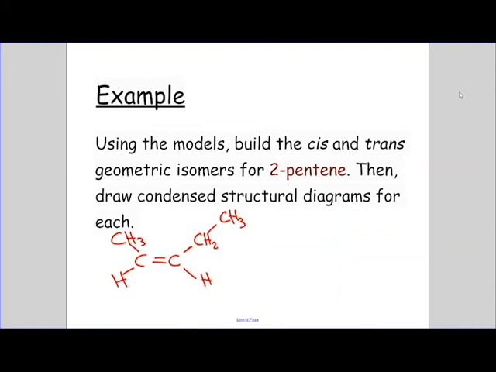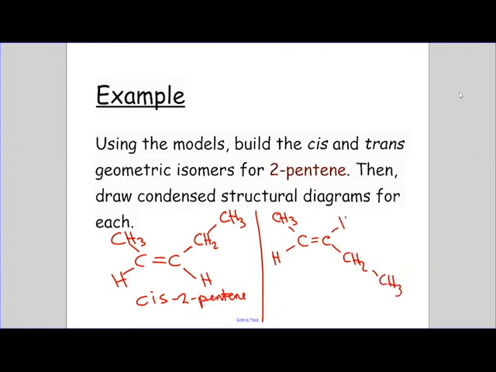And then in this case, they're on the same side. So same side, I have my cis configuration. So cis 2-pentene. And then over on my other side, I'm going to have my double bonded carbon. Where I had them in the same plane here, I'm going to separate them out and put them in different planes on this side. So in this case now they're on opposite sides. I have my trans 2-pentene.